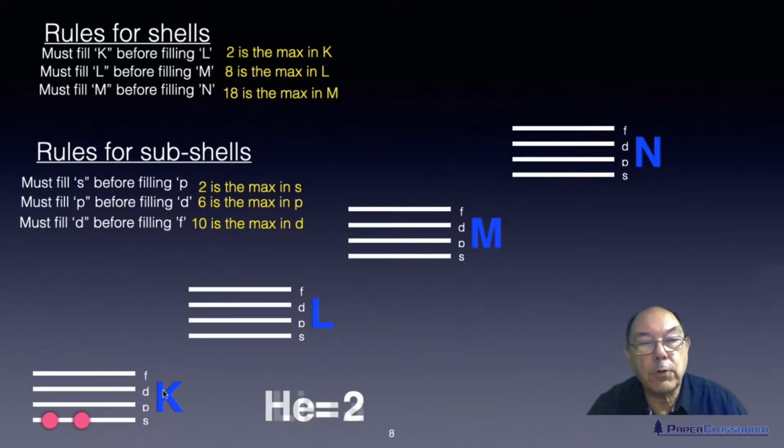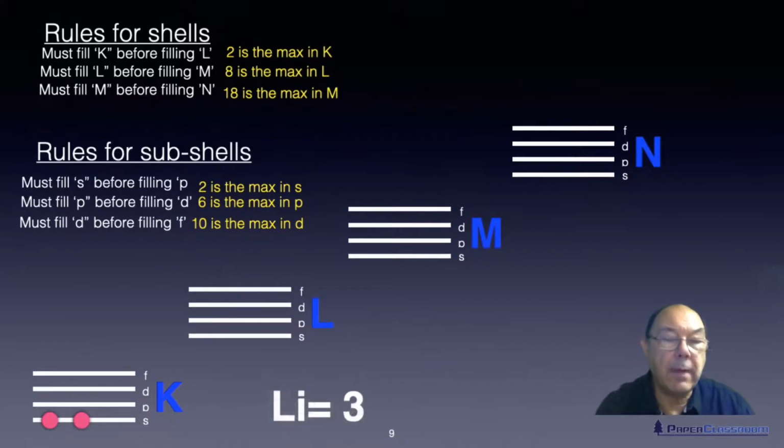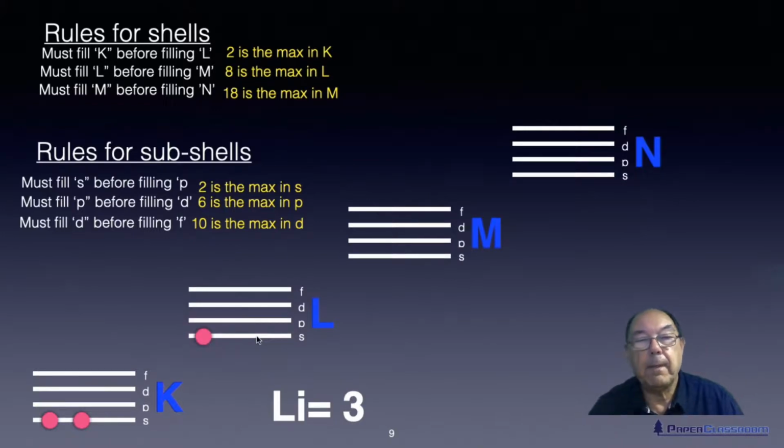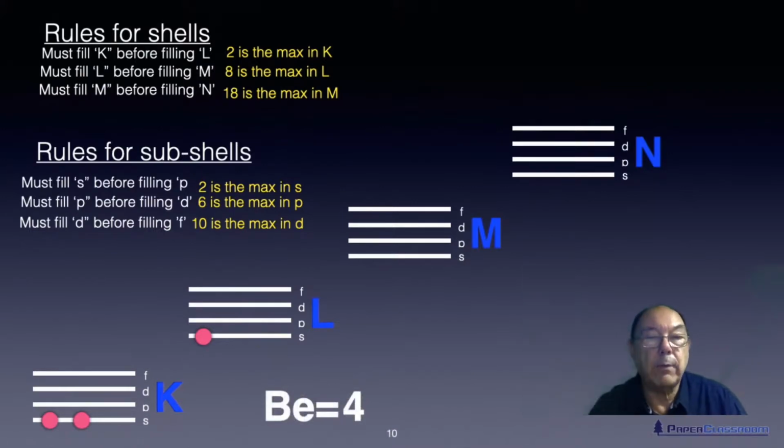So when we come along to element number 3, lithium, atomic number 3, 3 protons, 3 electrons, it cannot go in the K shell because K has a maximum of 2. So we have to move into the L shell now. Again, it starts at the S level. Now if we move up to element number 4, beryllium, atomic number 4, 4 protons, 4 electrons. Where will the 4th electron go? It will go here. This S is now full, so any more electrons will have to start going into the P.